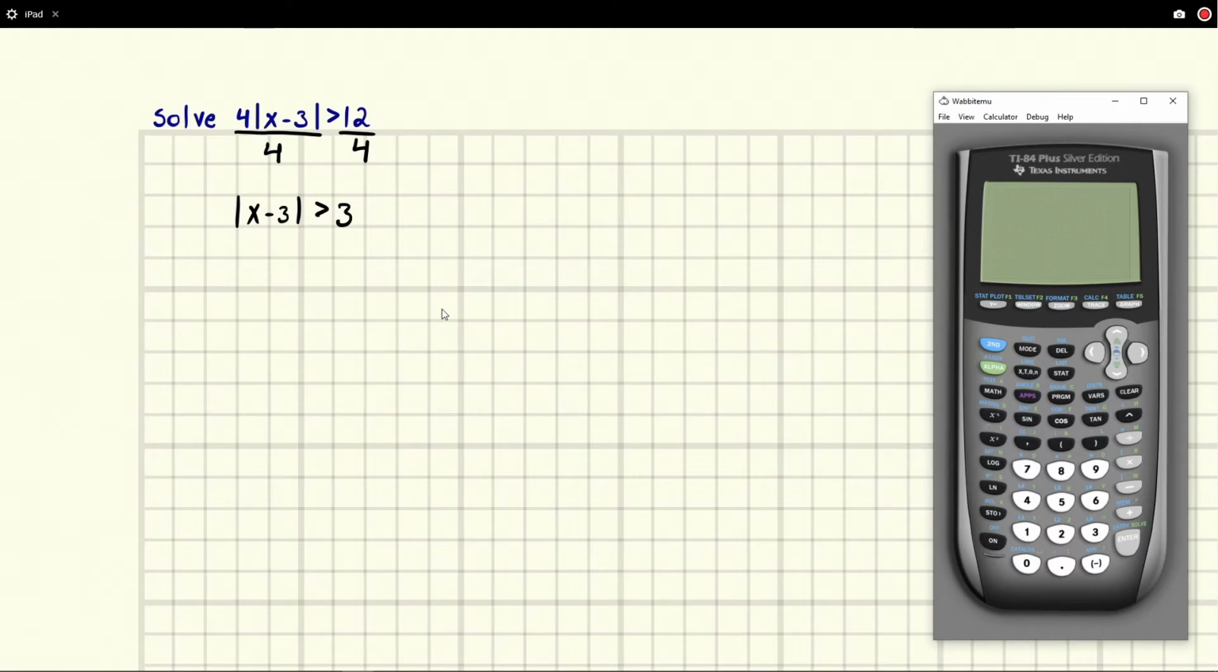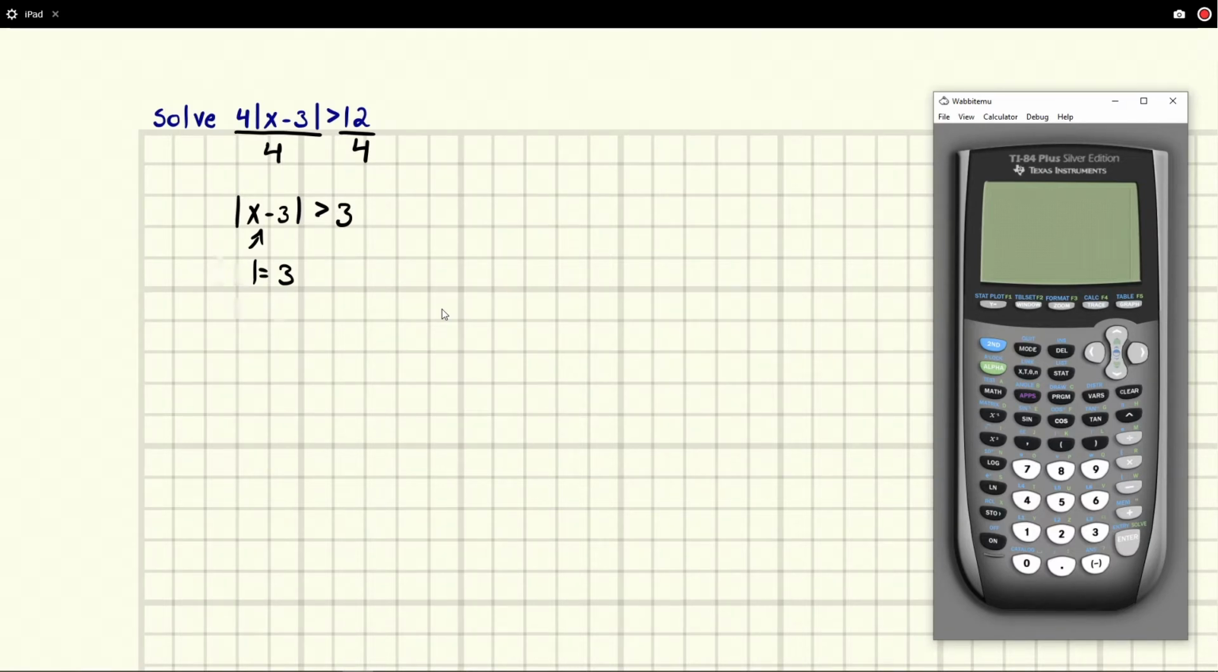So now we can do what we were doing earlier with inequalities. So we say, okay, well, x minus 3 always has got to be greater than 3. So for x minus 3 to be greater than 3, let's think about this. If the number inside of here is negative, like negative 3, the absolute value will make it positive. So if we had negative 4, that would become positive 4, and positive 4 is greater than 3.